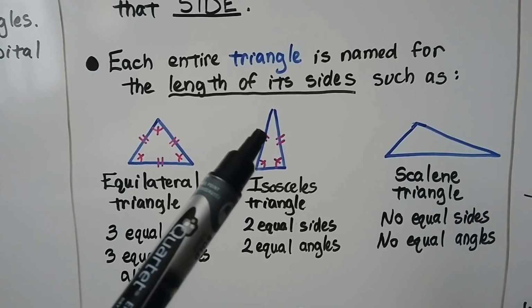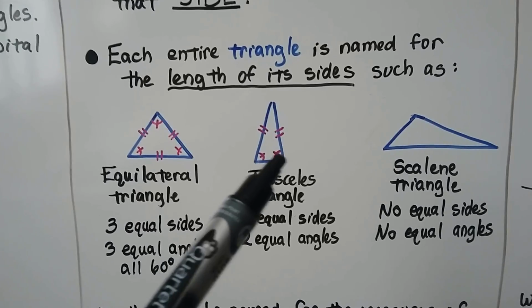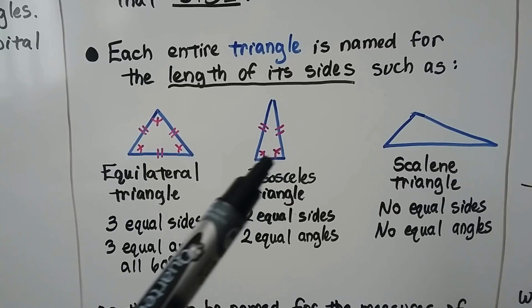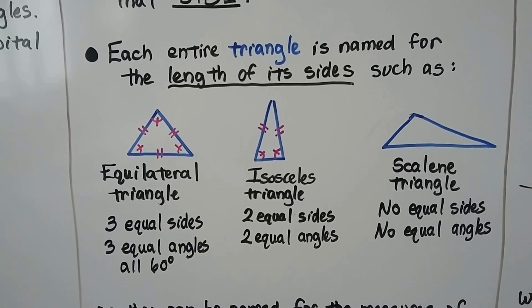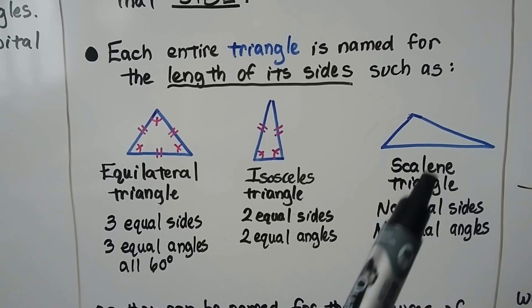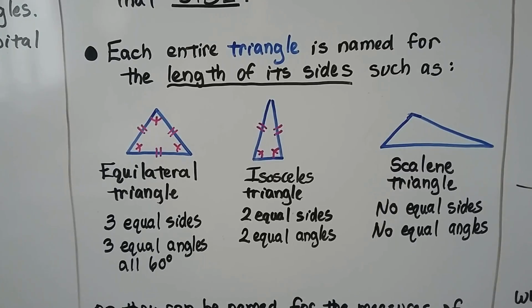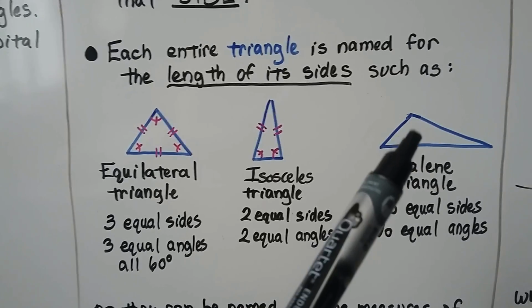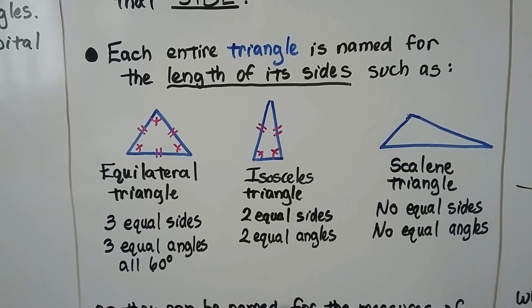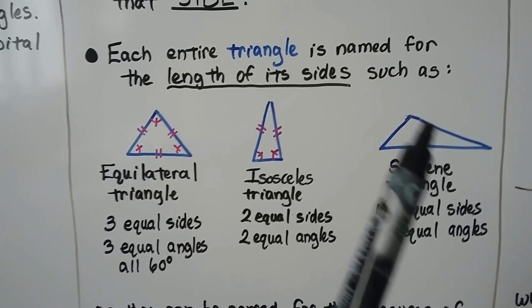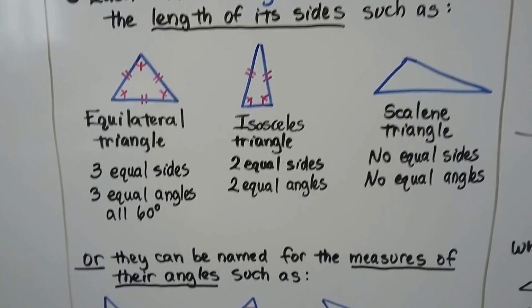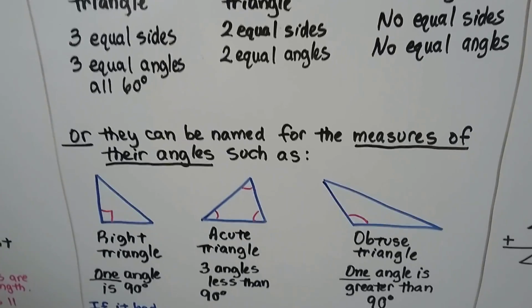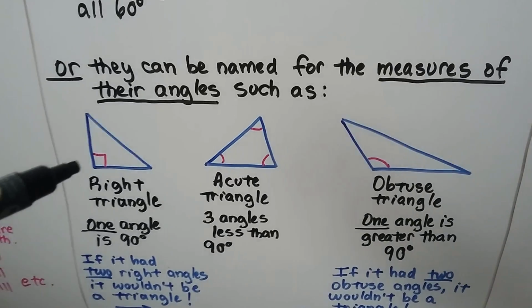An isosceles triangle has 2 equal sides, but it also has 2 equal angles. And a scalene triangle, that's how it's pronounced, scalene, has no equal sides, no equal angles. This one's really long, that one's medium, that one's short for the sides, and then the angles are all different measures, okay?